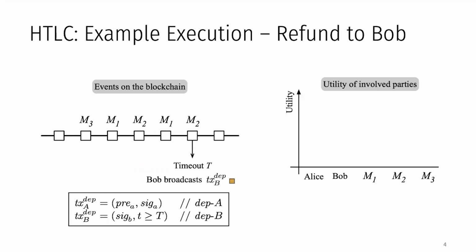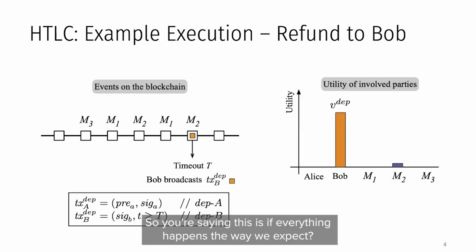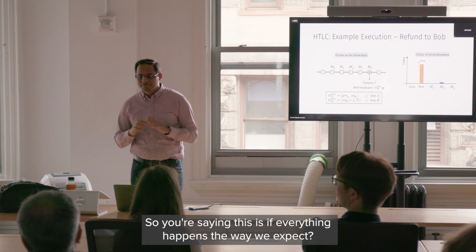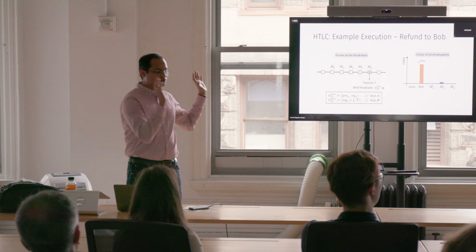In that case, at this timeout T, Bob will put up a transaction TXDEP, this orange transaction, which would be taken up by the next miner, let's say M2. And at the end of it, Bob would get back all of the tokens, and miner M2 would get a transaction fee. Okay? So you're saying this is if everything happens the way we expect? Yes. This is where everyone is honest.